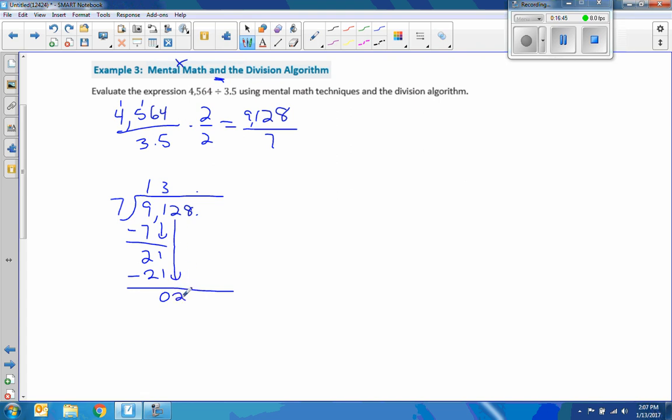7 will not go into 2, so I put a 0 here. Bring down the 8. 7 will go into 28 4 times. And there's no remainder. 7 times 4 is 28. Remainder is 0. So my answer is 1,304. Okay?